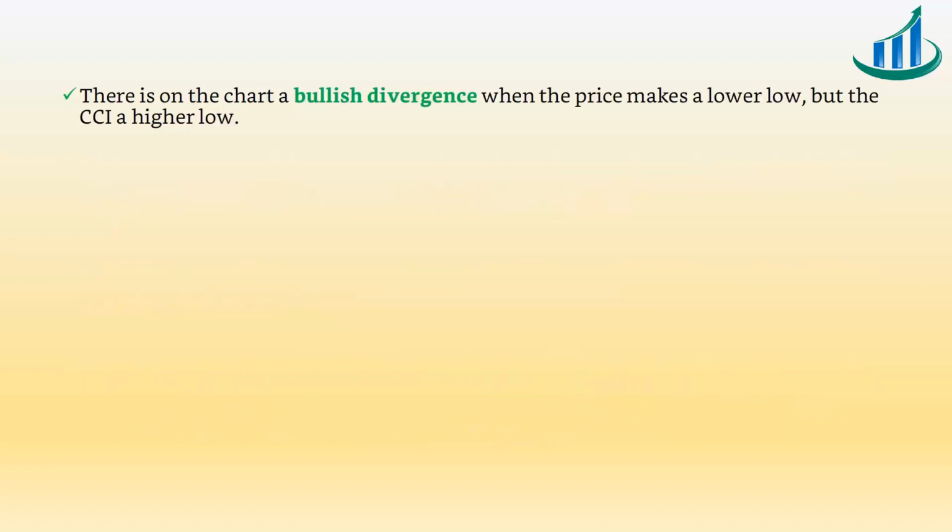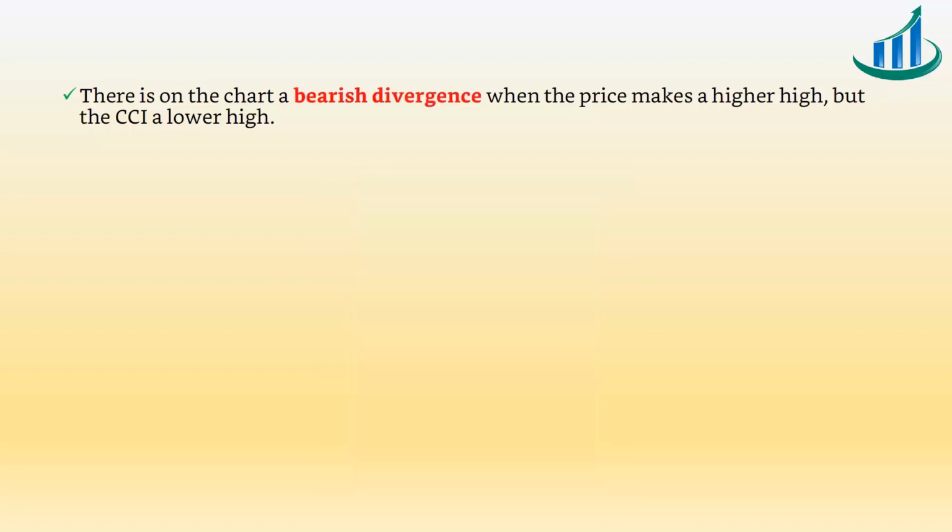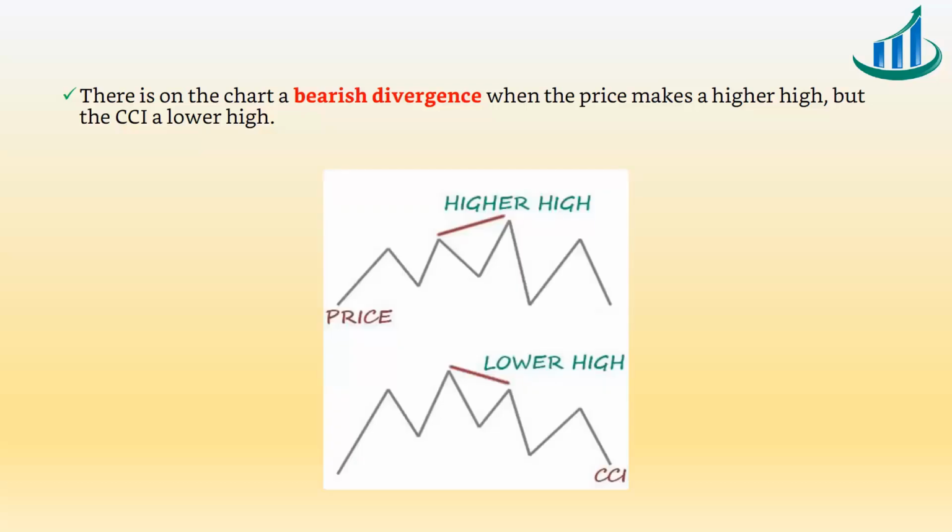There is, on the chart, a bullish divergence when the price makes a lower low but the commodity channel index a higher low, as you can see in the picture. There is on the chart a bearish divergence when the price makes a higher high but the commodity channel index a lower high, as you can see in the picture.